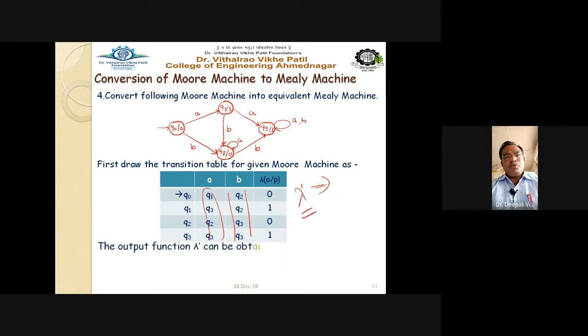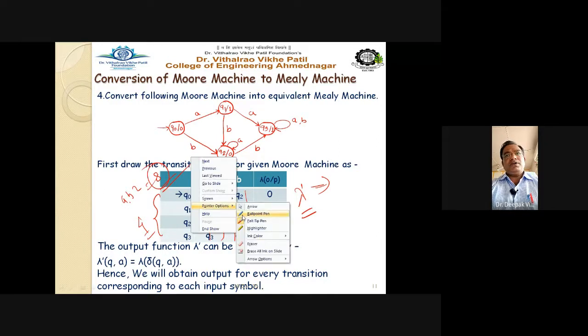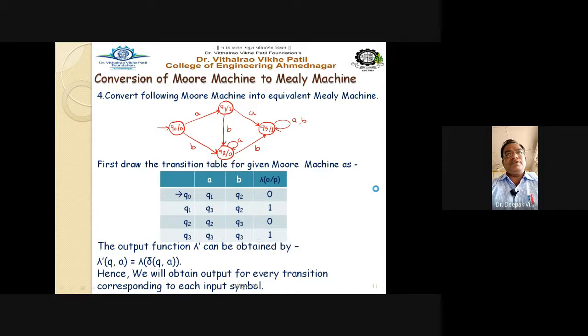So the output function lambda dash can be obtained by lambda dash(q, a) equal to lambda(delta(q, a)). Hence we will obtain output for every transition corresponding to each input symbol. How many states are there? These are the four states, and the inputs are a, b, that is two inputs. So total transitions are 8. We have to write down the lambda dash transitions for 8 different transitions.